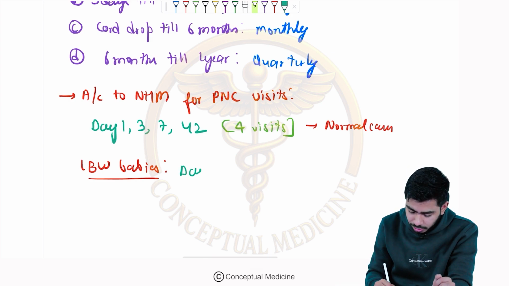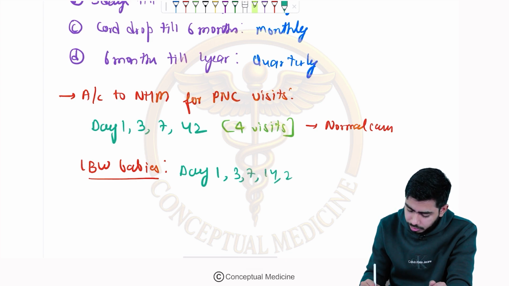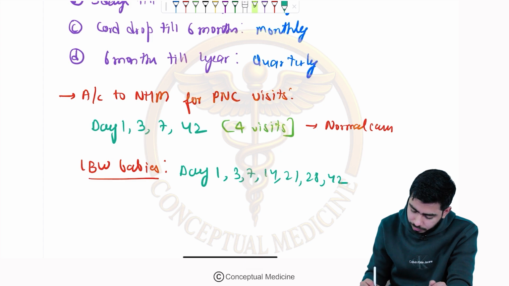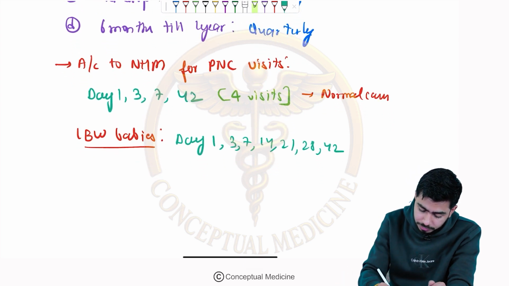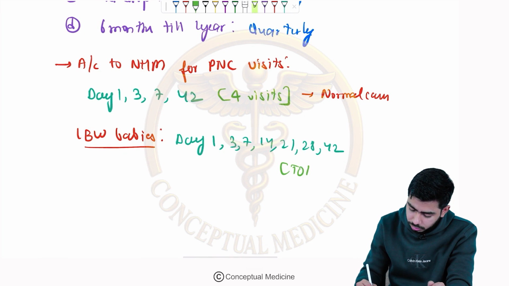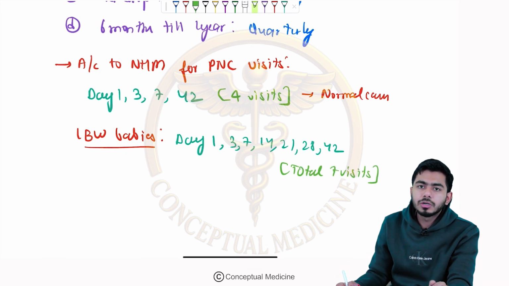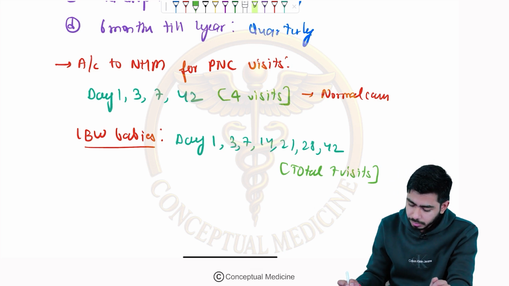So in that case, they are saying day 1, then day 3, then day 7, 14, 21, 28 and 42. How many? 1, 2, 3, 4, 5, 6, 7. So a total of 7 visits are mandatory for the low birth weight babies, right?